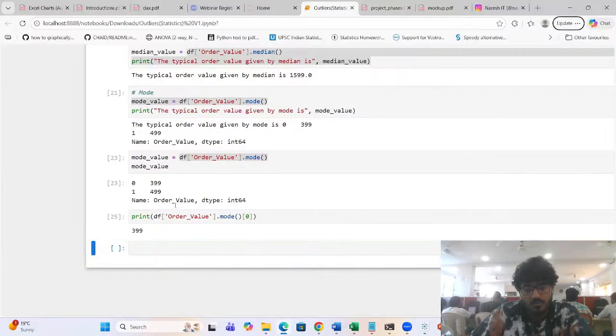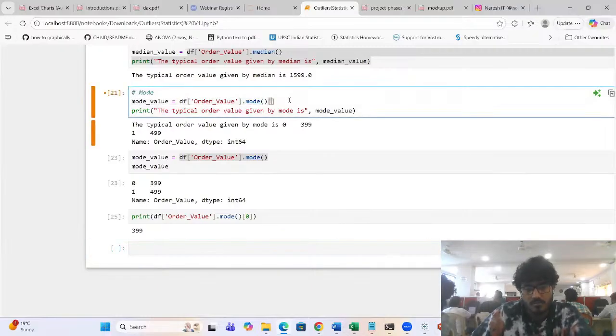So this is how we are going to use it. In this, if you want to see the mode value, you can use 0 or 1, whatever it is.